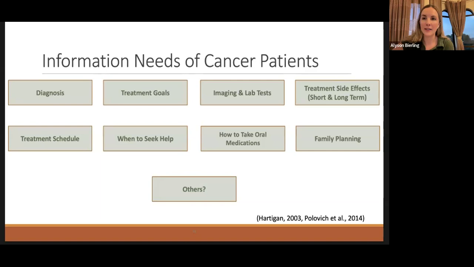Treatment schedule is also really important to talk to patients about. So if a patient, for example, has locally advanced breast cancer and they're going to be receiving 4 cycles of doxorubicin and cyclophosphamide, and then 4 cycles of paclitaxel, and then surgery after all of that, patients need to know what the plan is for that schedule. That's really important.